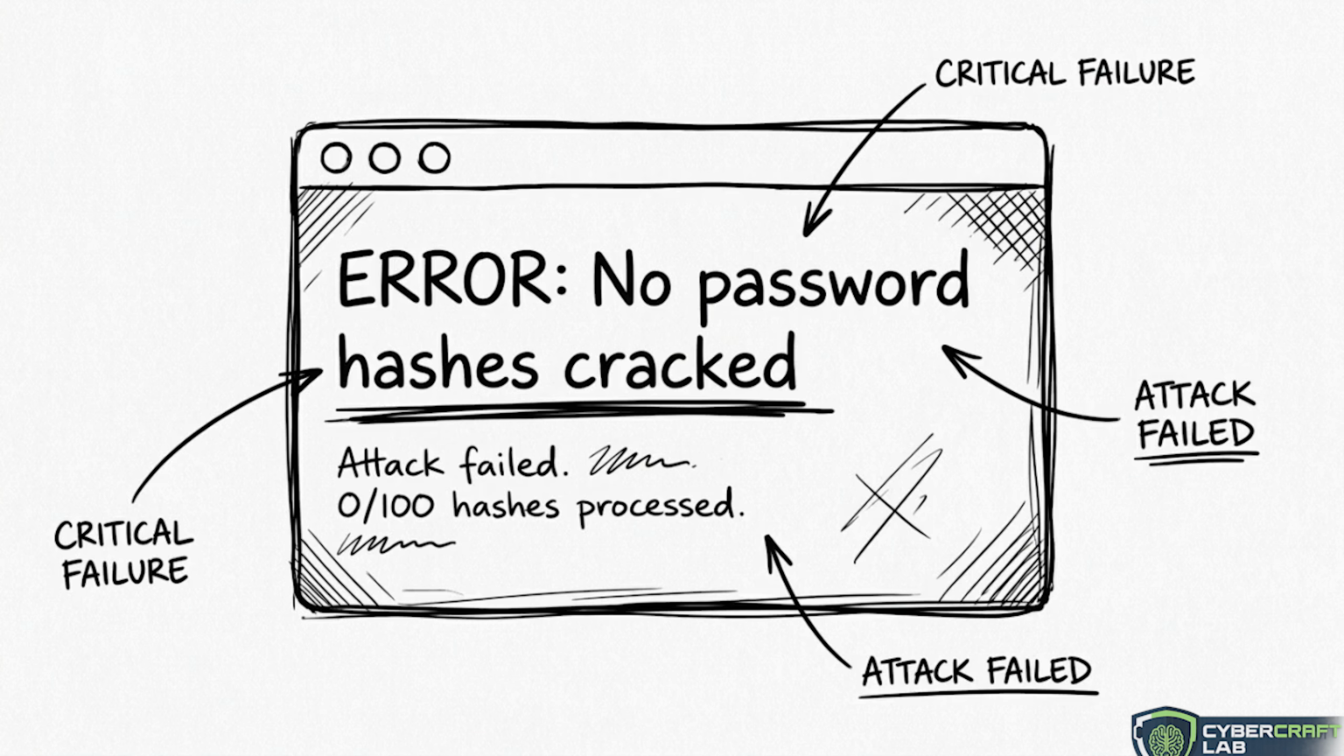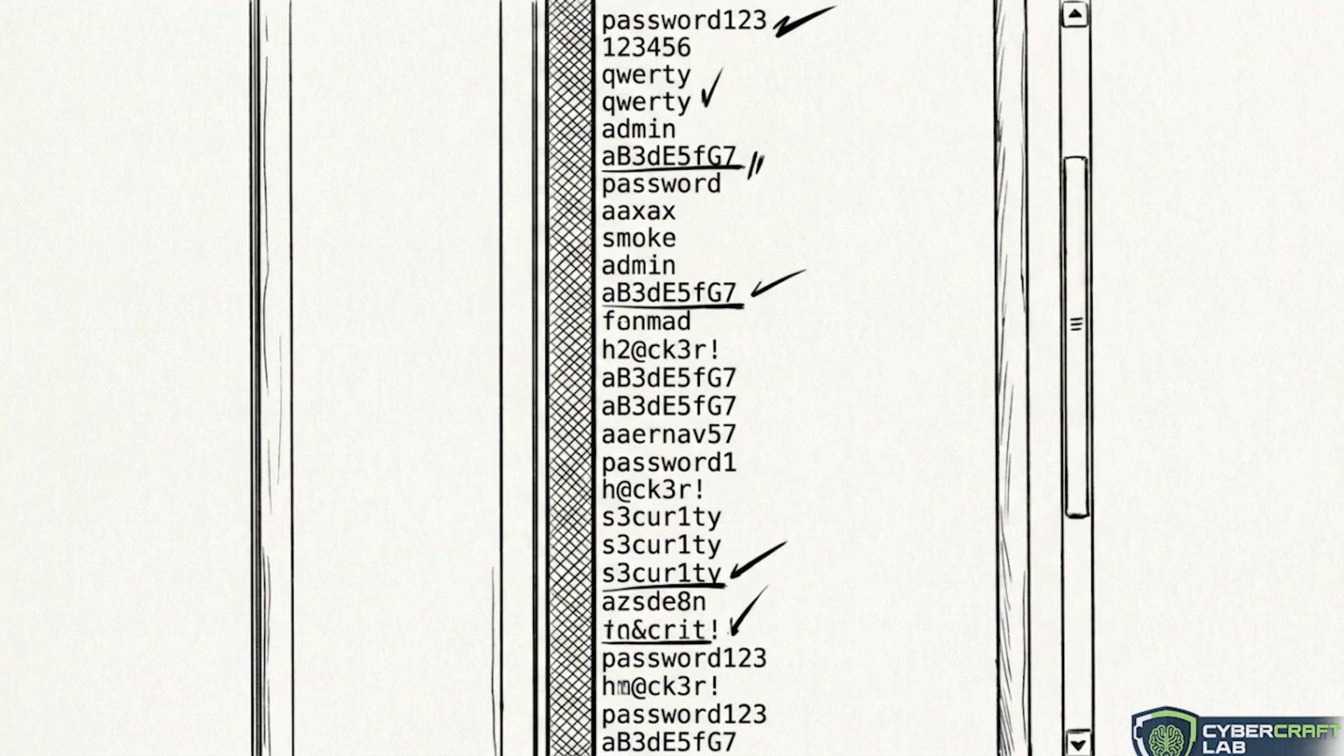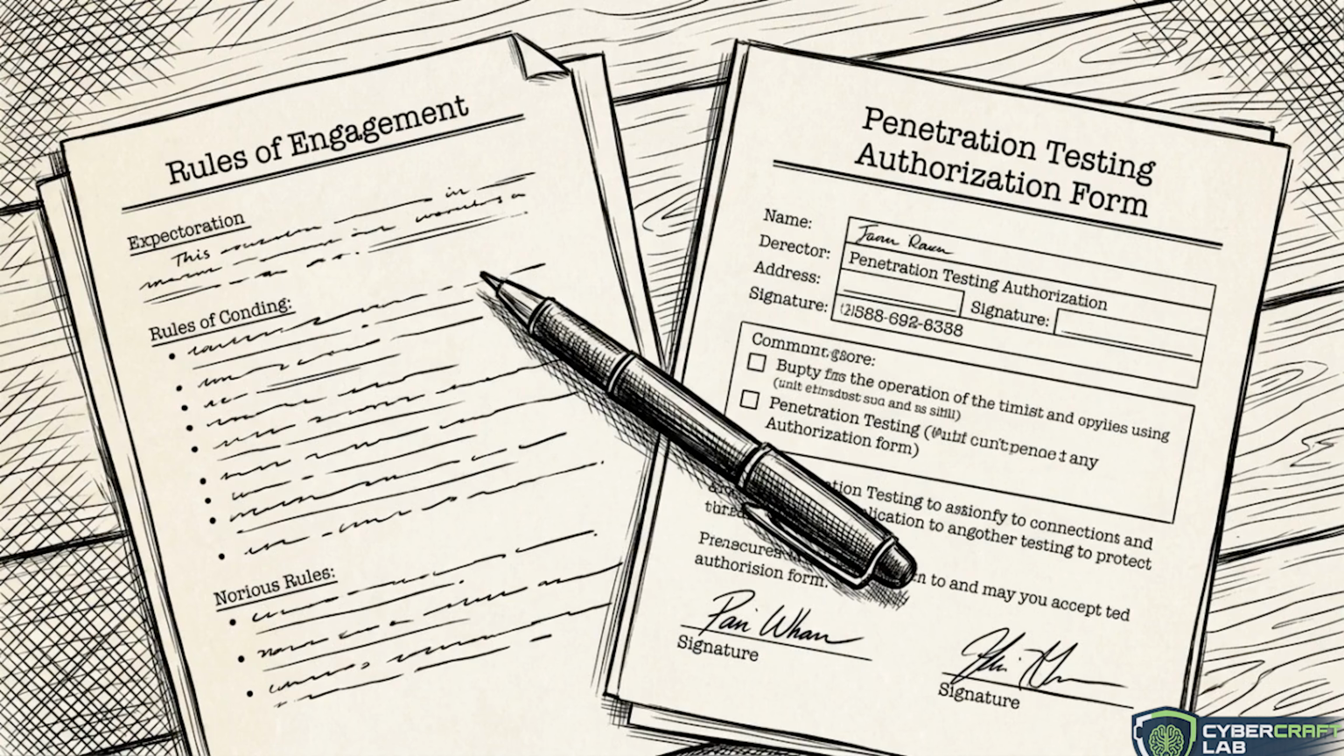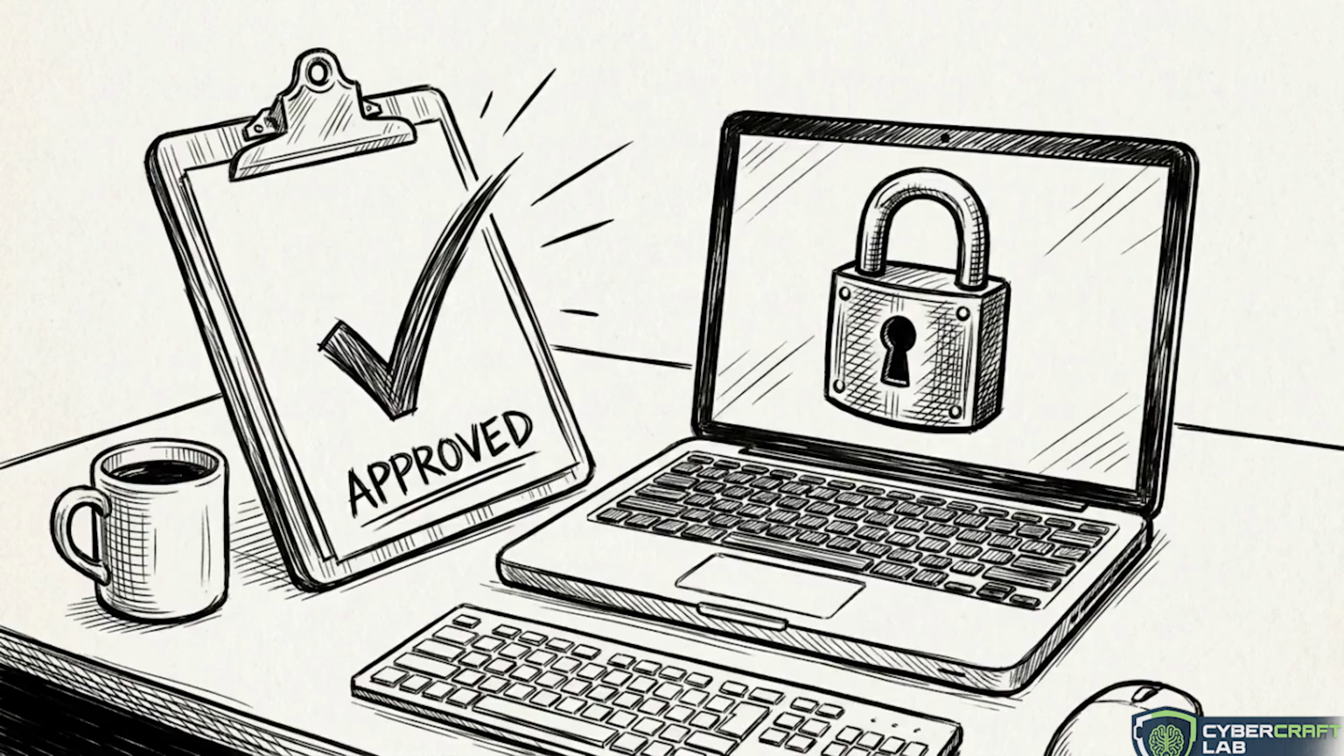But this method has a strict limitation. A dictionary attack relies entirely on the quality of its word list. If the target password is not physically present in that file, the attack will fail completely. Because of how powerful these tools are, there are strict legal and ethical boundaries. Penetration testing software must be used exclusively for authorized security audits or recovering your own lost passwords.